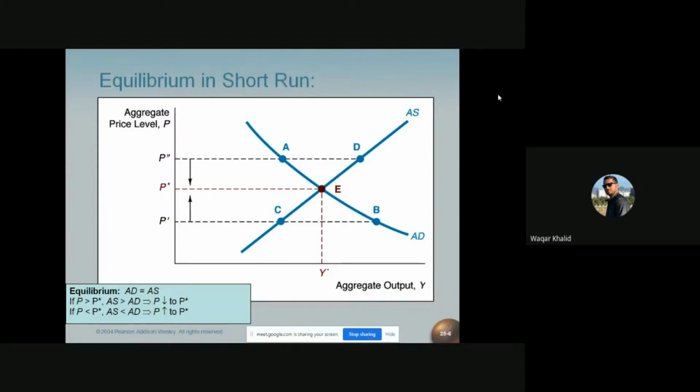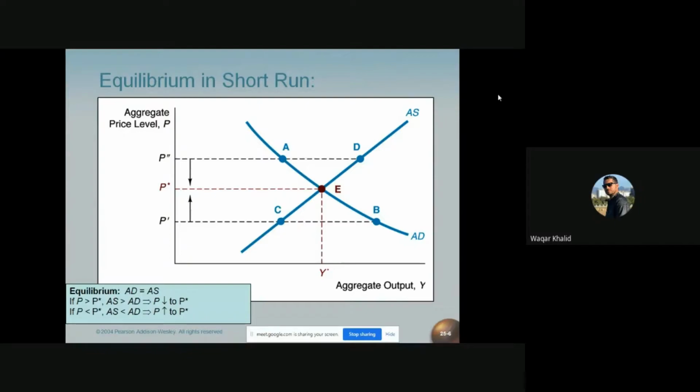This point E is known as the equilibrium point, and Y star is the equilibrium output level, and P star is the equilibrium price level. So very simply we can say that in the short run, equilibrium occurs at point E, at the intersection of the aggregate demand curve AD and the aggregate supply curve AS.